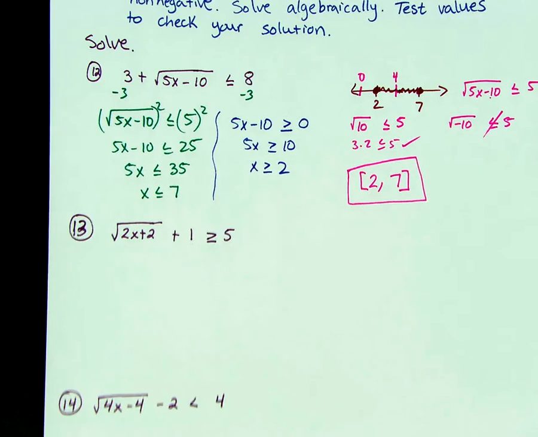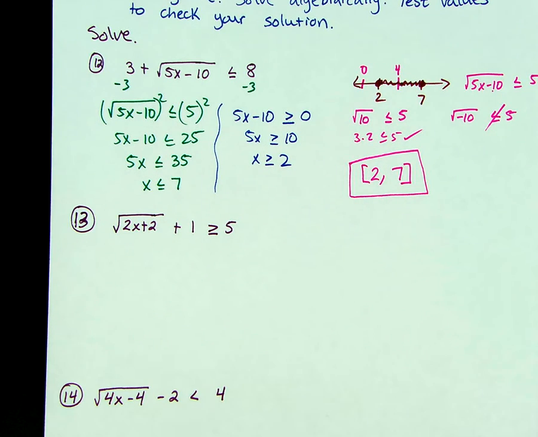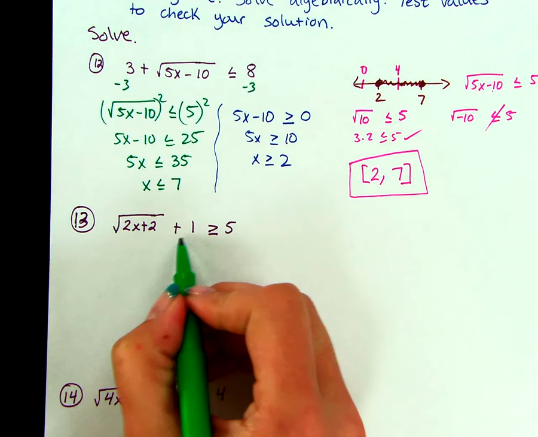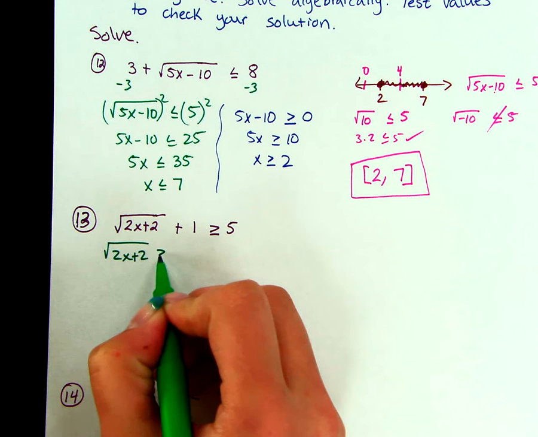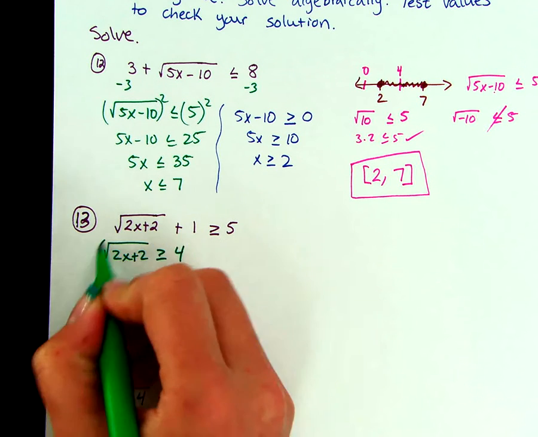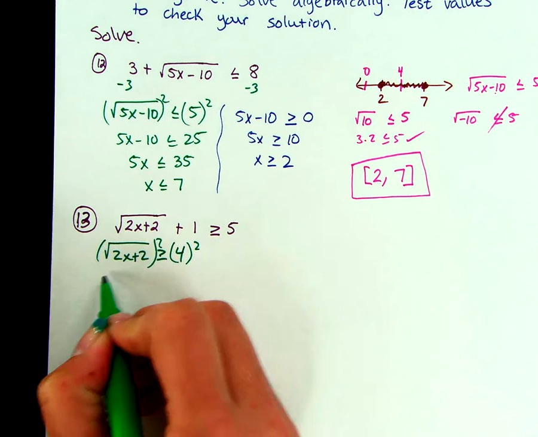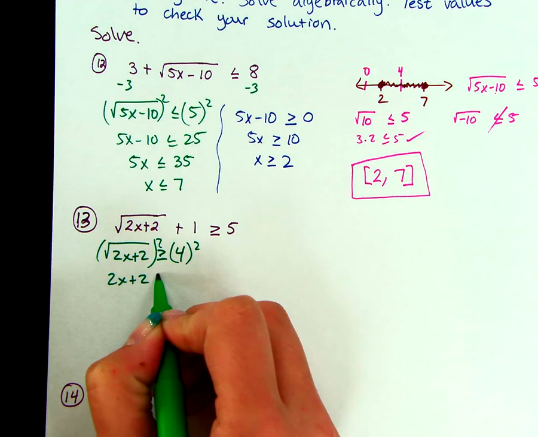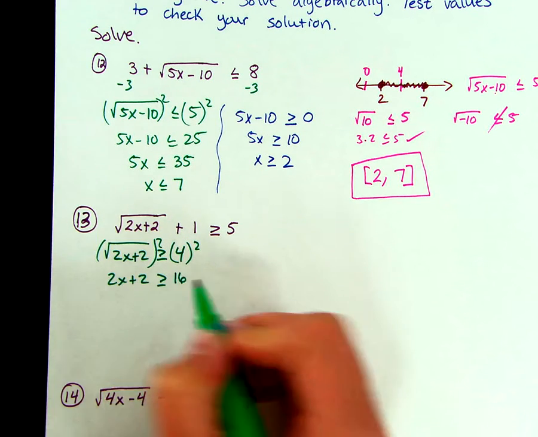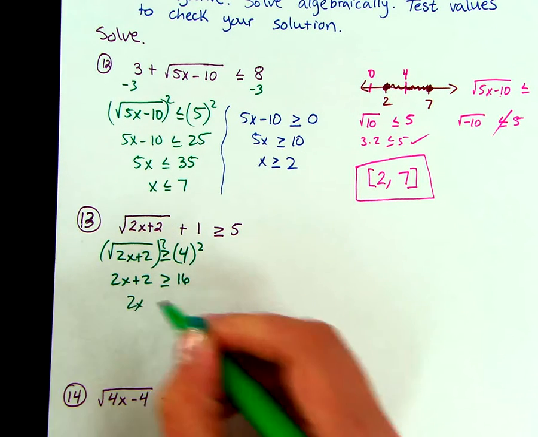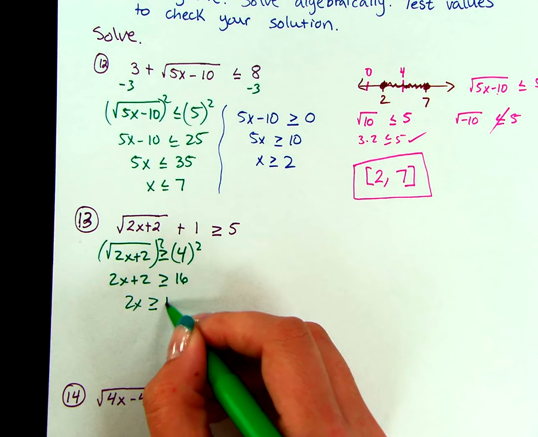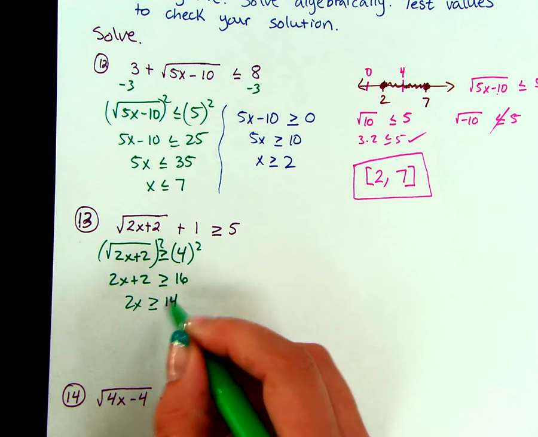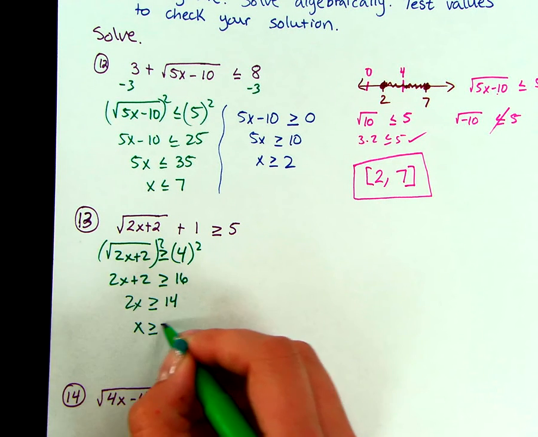All right, let's try another example. So again, we're just going to go through and solve the inequality. So we're going to start by subtracting the 1. So square root of 2x plus 2 greater than or equal to 4. Square each side. So 2x plus 2 is greater than or equal to 16. And then we would subtract the 2. So 2x is greater than or equal to 14, and then divide to get 7.